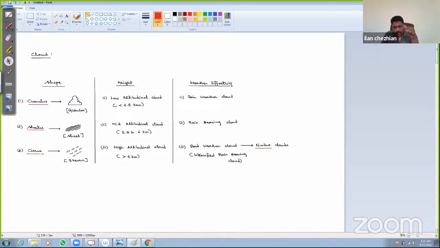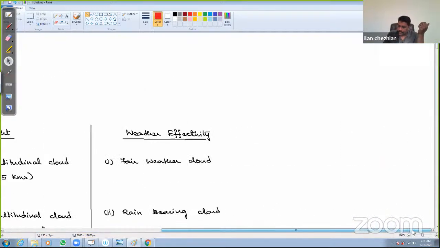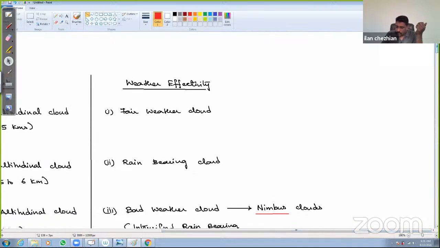Few you classify based on shape. Few you classify based on height. Another few you classify based on weather effectivity. Am I right? It's the combination of all these things. Nimbus cloud, I call them as what? Bad weather cloud. Now you have the biggest question: what do you mean by bad weather cloud?